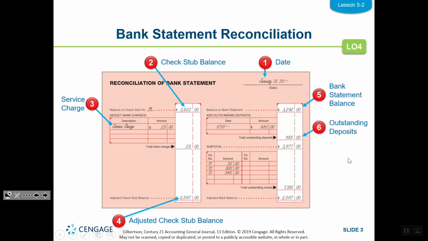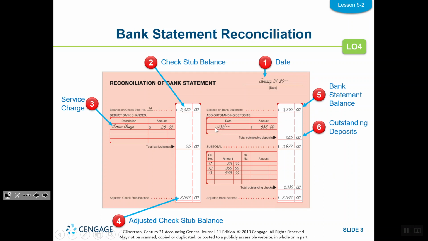Okay, then what we do is we look through all of our deposits, and we look at the deposits on our check stubs, and we compare that to the statement. If they're not on the statement, those deposits are considered outstanding. They haven't made it to the bank yet. We just kind of say they're outstanding. You kind of picture they're standing outside waiting to go into the bank.